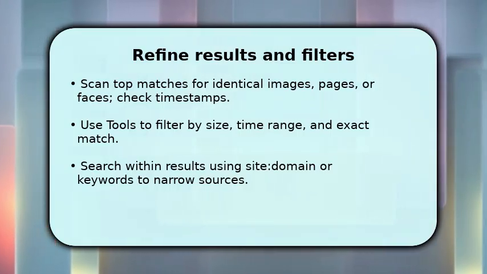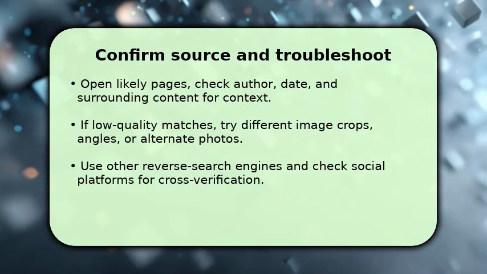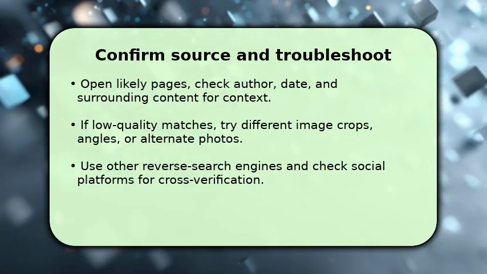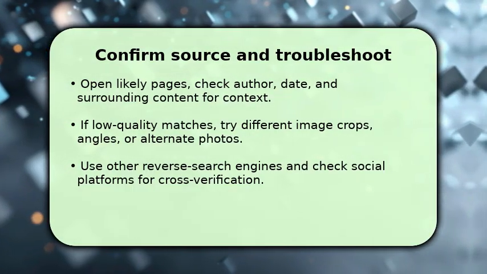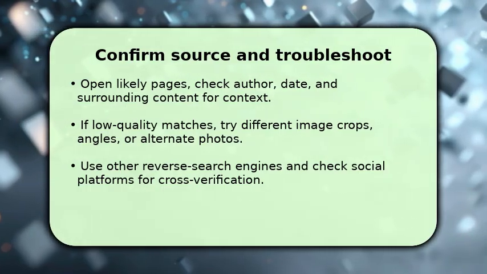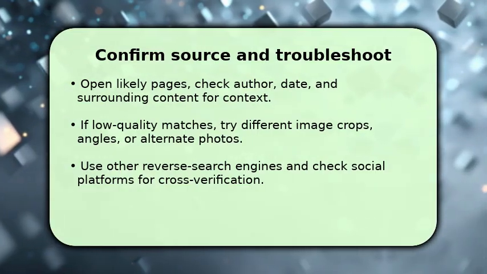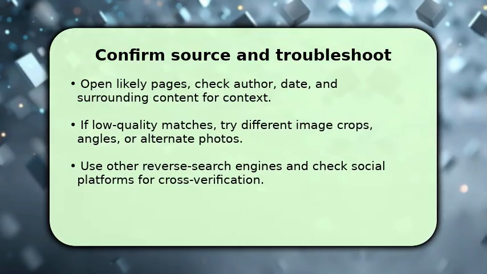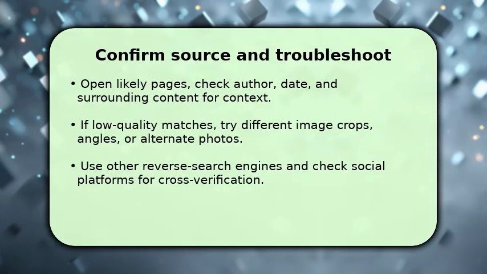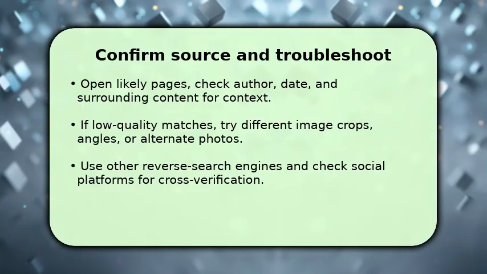origin or context. To finish, open the most promising pages and confirm the source by checking the author, date, and surrounding content for context. That explains why the image was used. If matches are weak, crop the photo to focus on unique features or try rotated/edited versions. Different crops can trigger different matches. Also use alternative reverse search engines and search social platforms to cross-verify. If nothing works, make sure the image isn't new or private. Limited availability is a common issue.